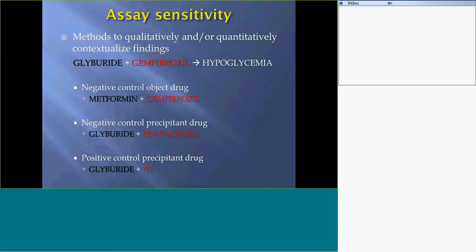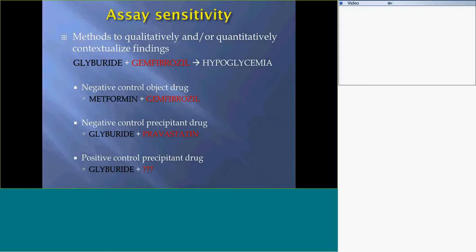So I also want to talk about the concept of assay sensitivity. And these are methods to employ in your study, whatever study design you use, particularly cohort studies, to both quantitatively and qualitatively contextualize your findings. So again, we've been talking about the scenario in which you have glyburide as the object drug, gemfibrozil as the precipitant drug, and we're looking for an outcome of serious hypoglycemia.